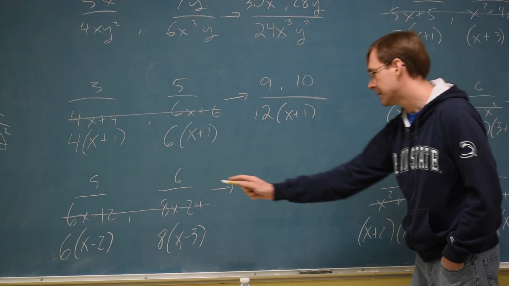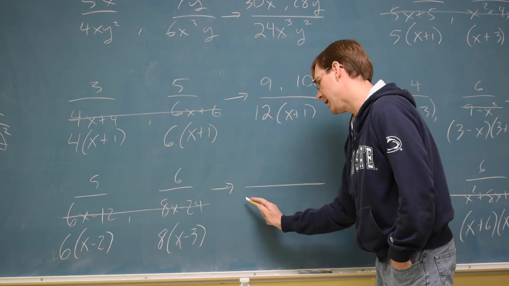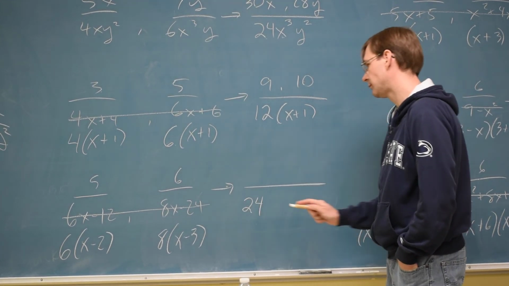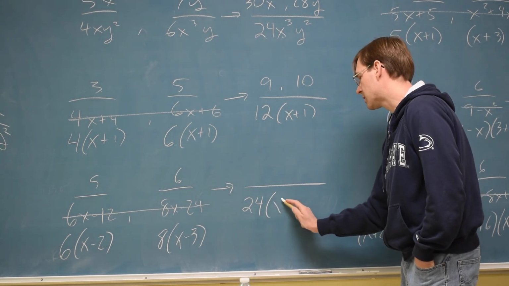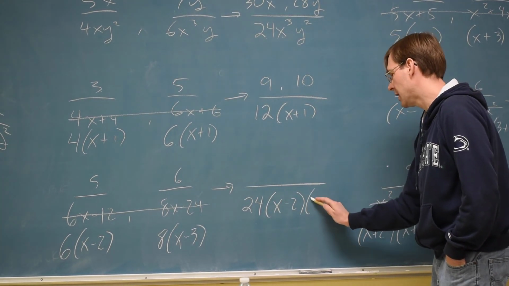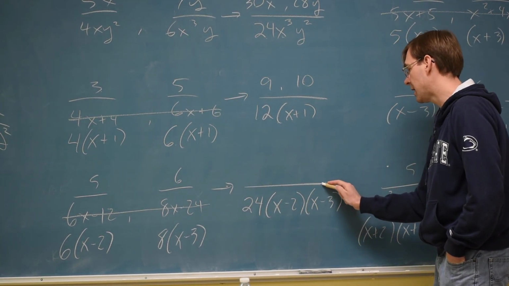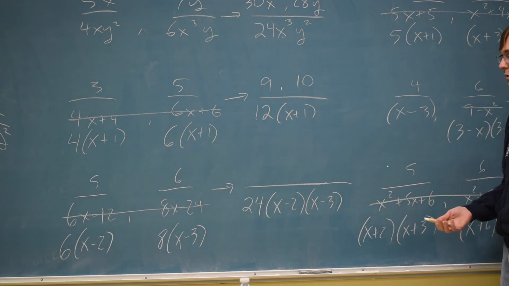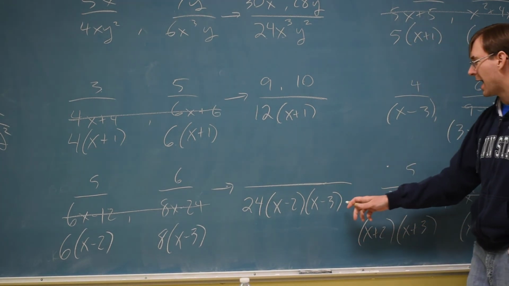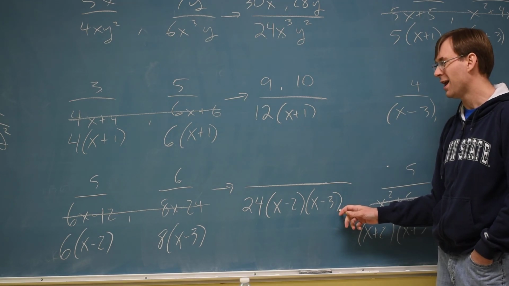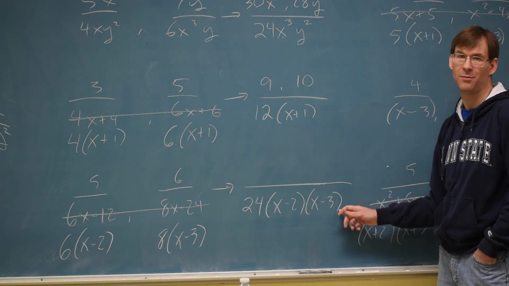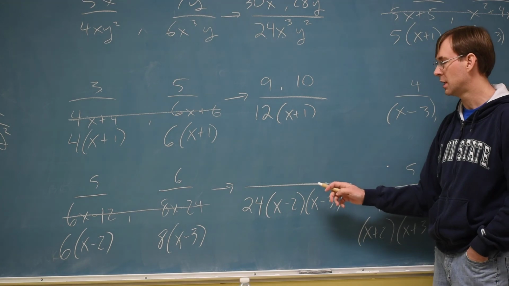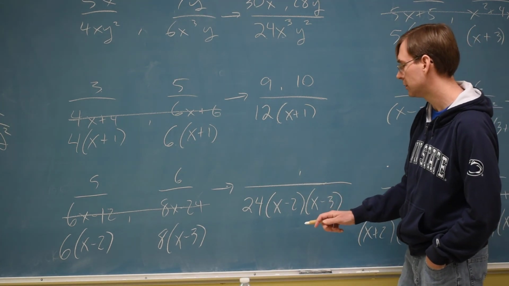For the next one, 6 and 8 would make 24. I see an x minus 2, and I see an x minus 3. And I just have to take them both. Two groups of parentheses, they're both going to come. And now you might see the advantage on y. I don't really feel like writing that twice. It's the same bottom for everything. So I'm just going to now write some stuff for the tops.